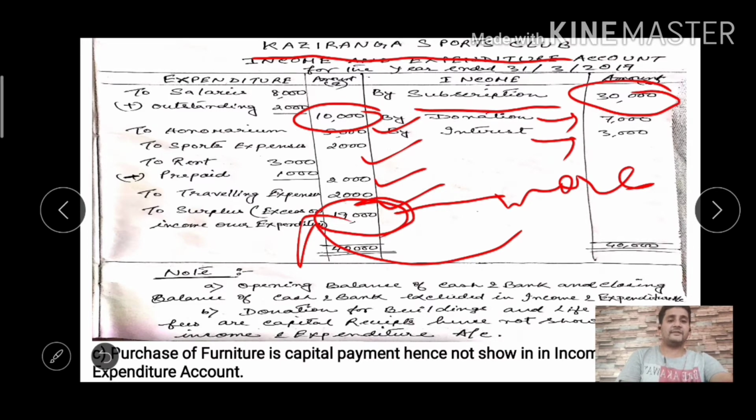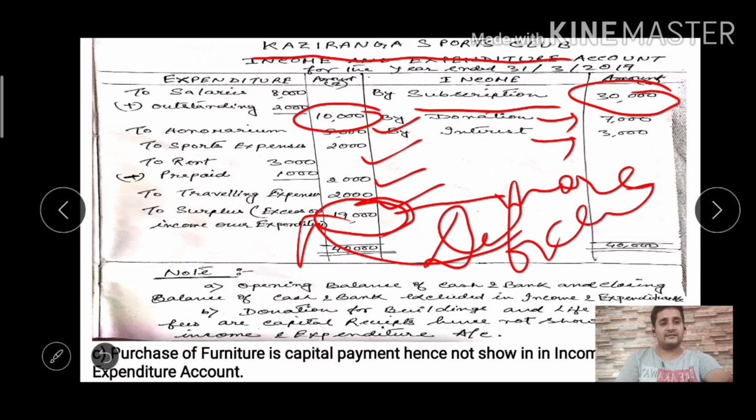Yes, if the income side is more than expenditure, then it is a surplus, and if the expenditure is more than the income side, then it will be called a deficit.